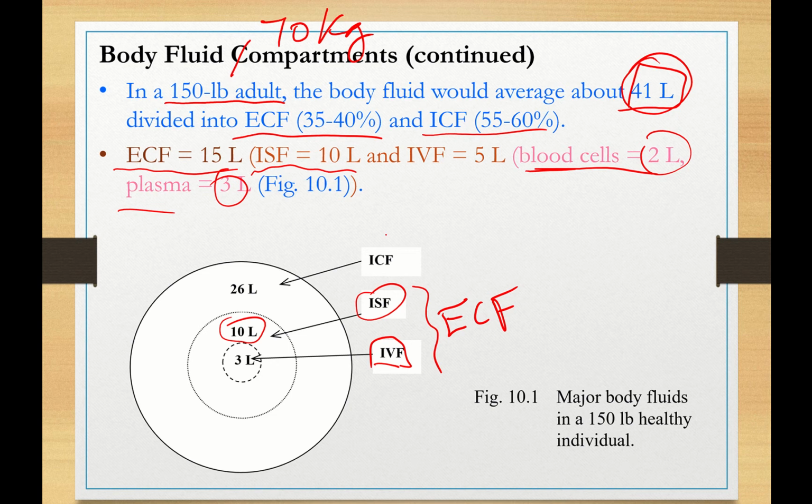Now the intracellular fluid is about 26 liters for a 70 kilogram individual. And of course it is the fluid that is inside the cells. All right? Okay.